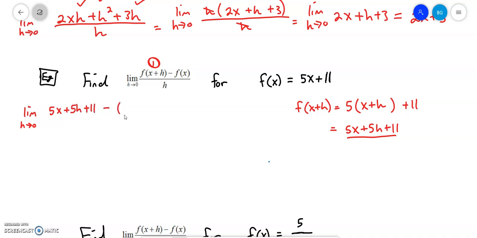Then we're going to subtract. In parentheses, we're going to write out f of x. Well, this is f of x, so that's 5x plus 11. And we're going to divide through by h. And just like we did before, let's distribute that negative sign across that quantity and hope for some cancellations.